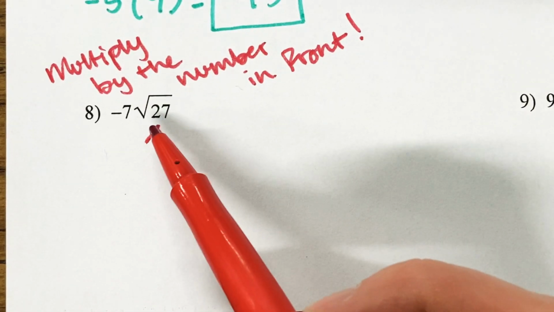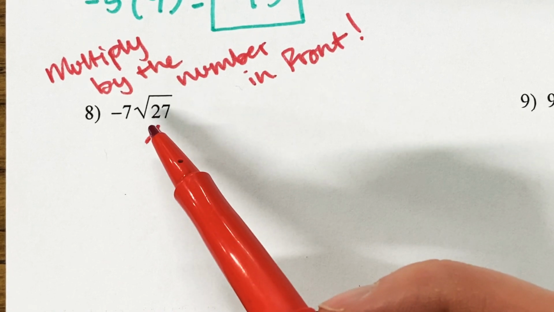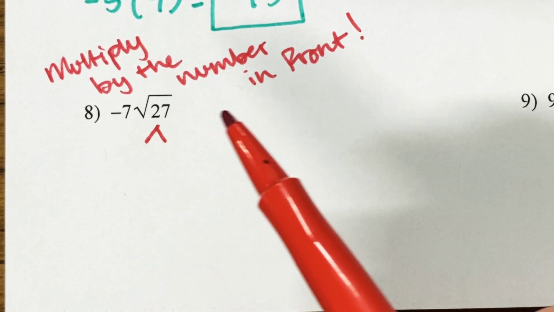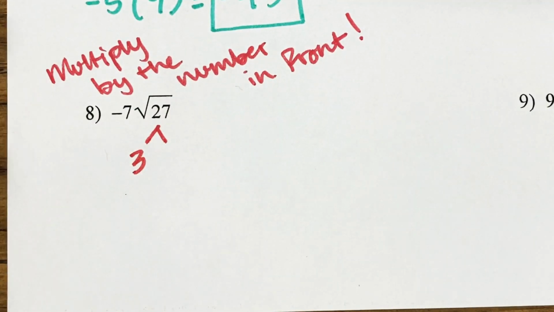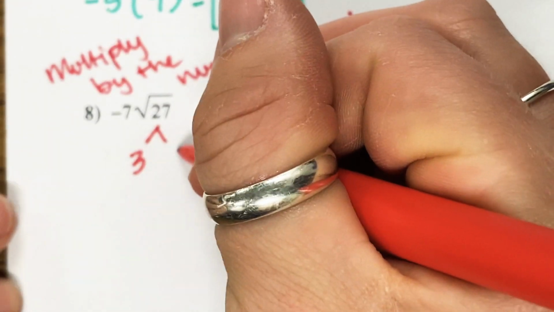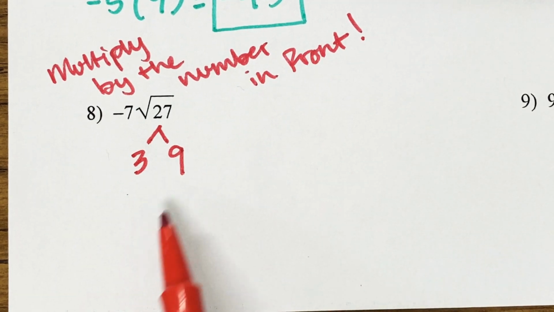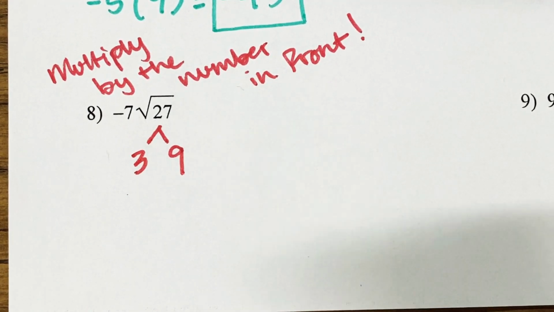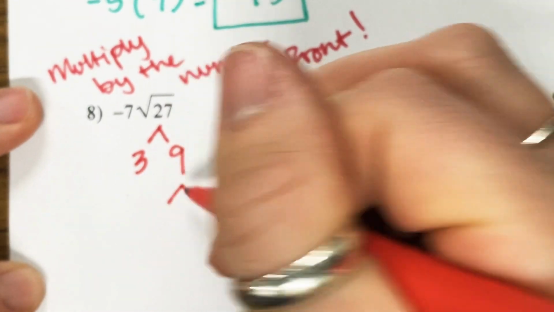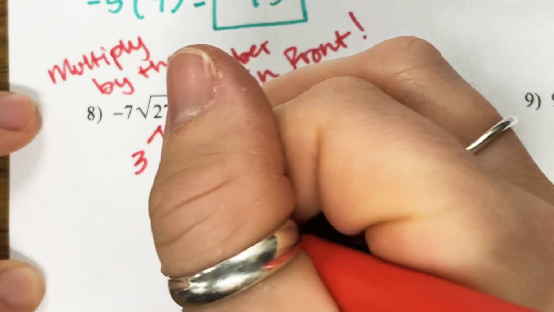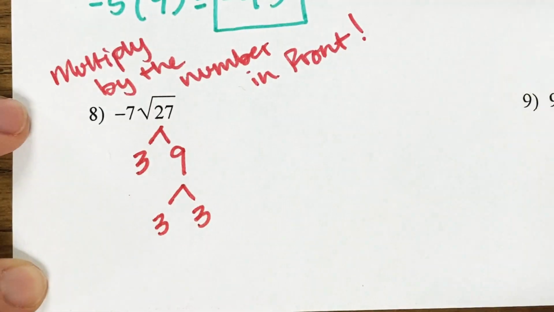Well, 27 is not an even number, right? So we can't divide it by 2. But I know we can divide it by 3. What is 27 divided by 3? It's going to give me 9. I don't see a pair of numbers that can leave my radical yet, but I know I can divide 9 into 3 and 3.